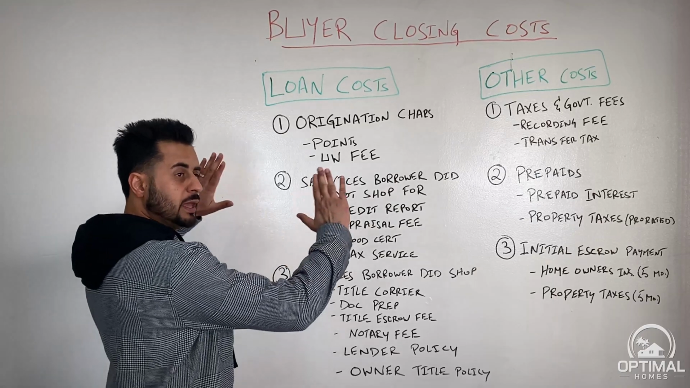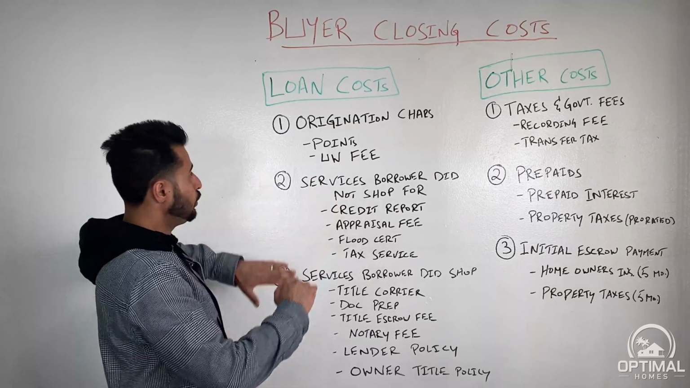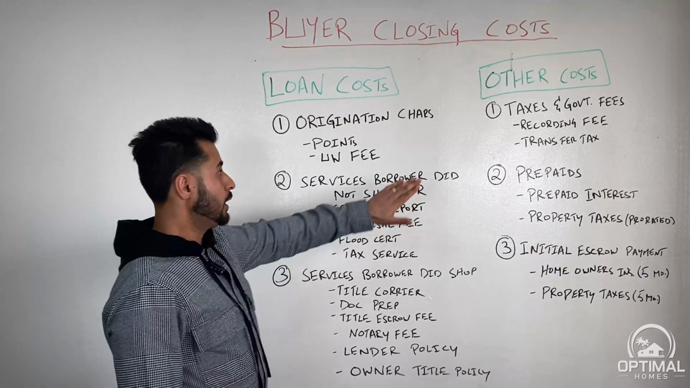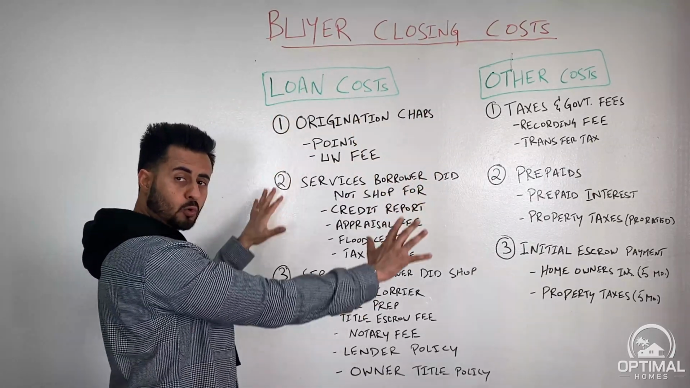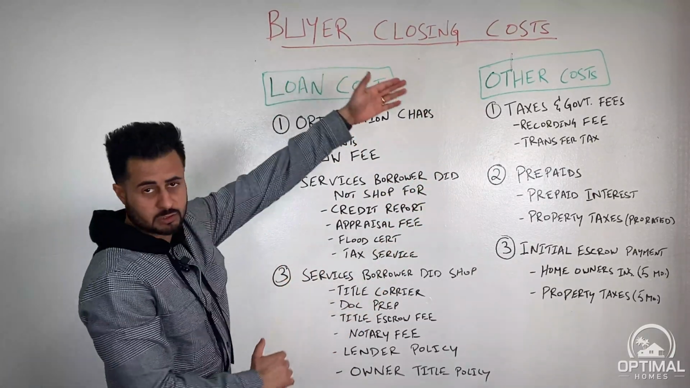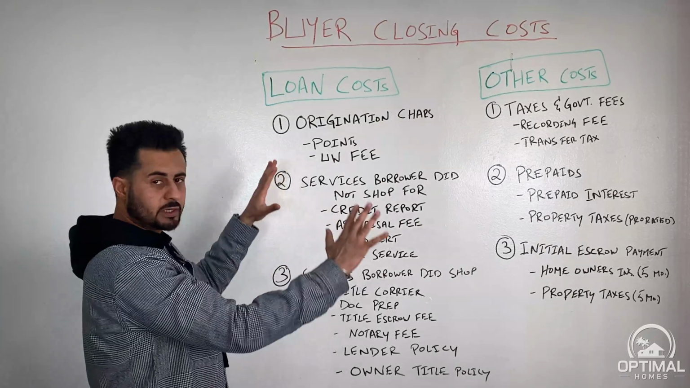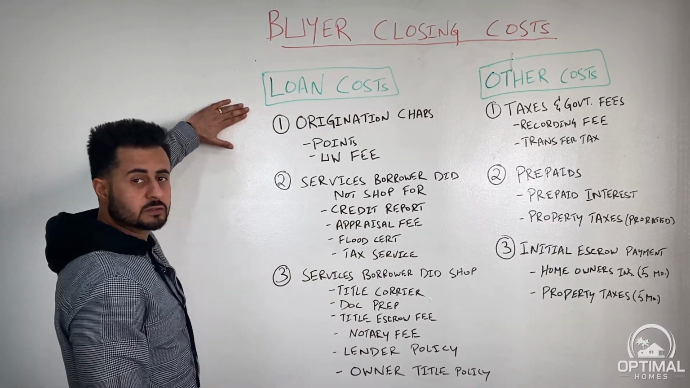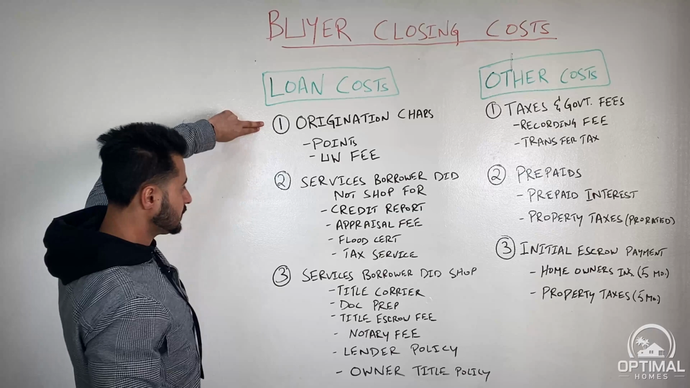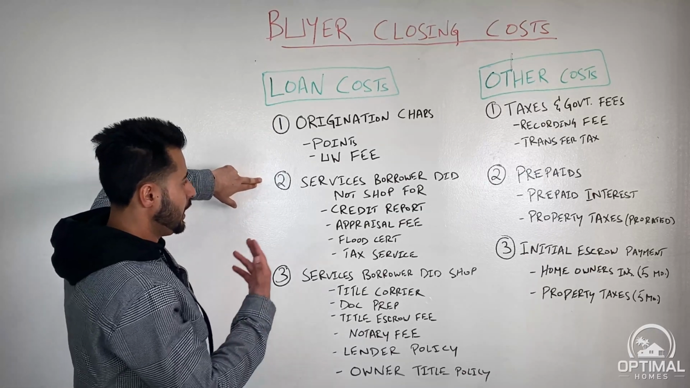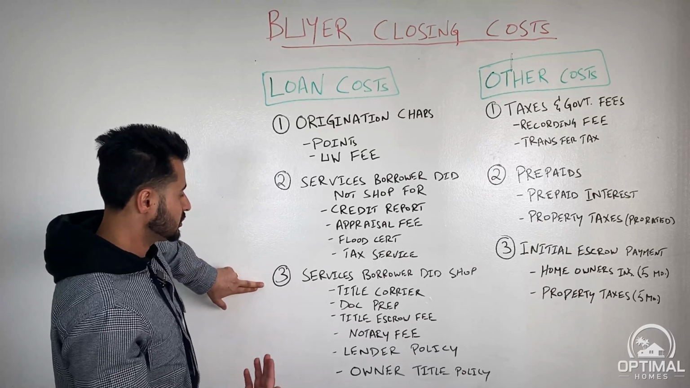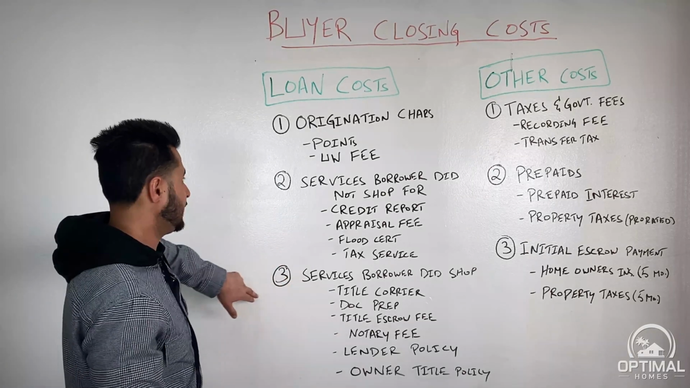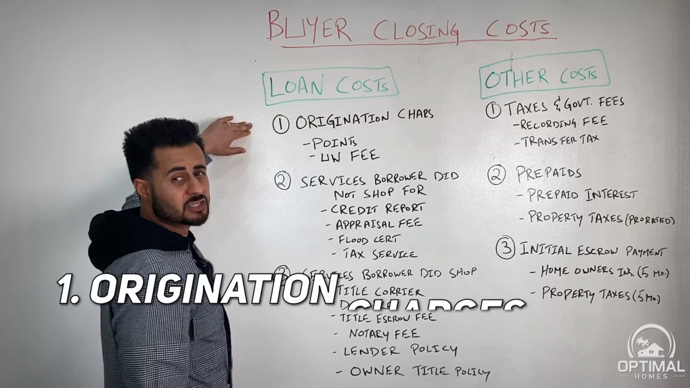There are two main things on the closing disclosure: one is loan costs and one is other costs. All of these make up your total cash to close, which is also known as closing costs, so I don't want you to get confused. Under the loan costs, you have origination charges, services that borrowers did not shop for, and services borrowers did shop for. I'll get into these in a second, but let's get started with origination charges.